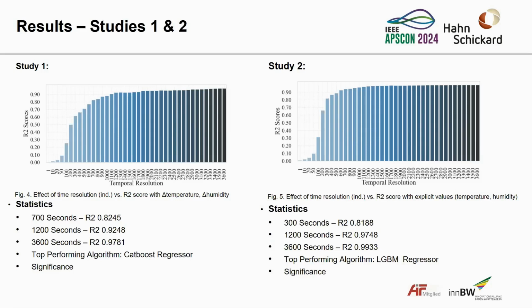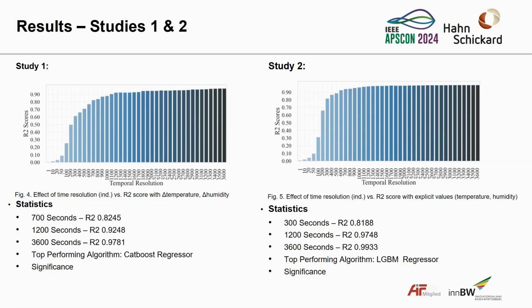Another thing which we carried out was studying the algorithm's behavior. Across all these temporal resolutions, we found that the CatBoost regressor is overperforming. Among all the temporal resolutions which we fed in, this algorithm generally gave us the better result. And the temporal resolution at 700 seconds, as you can see, has become very repeatable.